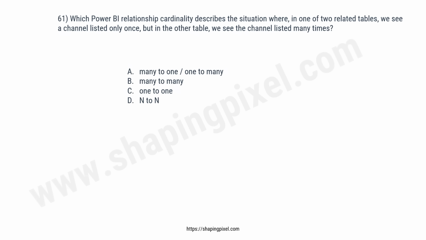Question number 61. Which Power BI relationship cardinality describes the situation where in one of two related tables we see a channel listed only once, but in the other table we see the channel listed many times? And we have four options. Option A, many to one, one to many. Option B, many to many. Option C, one to one. And option D, n to n. So the right answer here is option A, many to one, one to many.